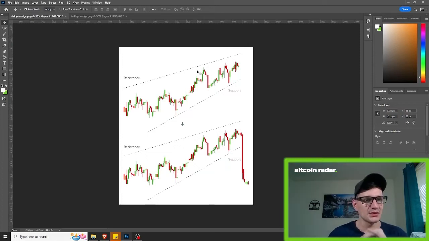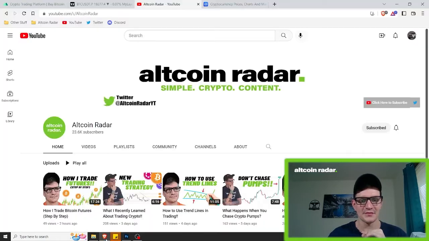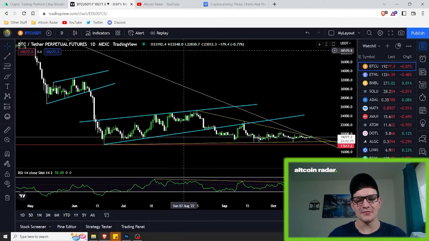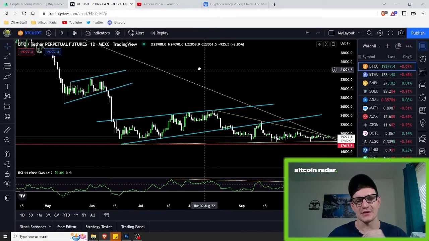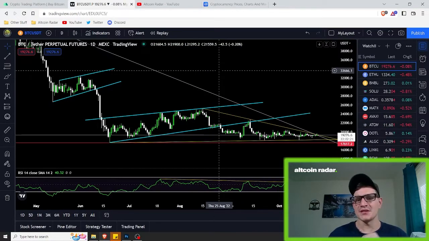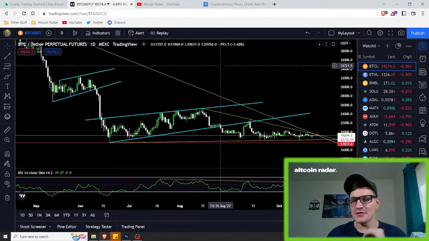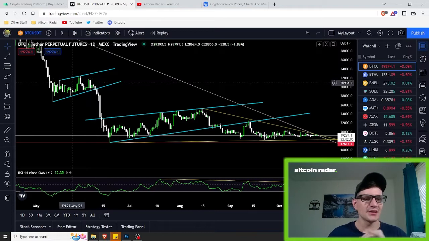So let's take a look at one in real life. I already looked at the Bitcoin chart and figured some out. Here we are on the Bitcoin daily chart. You can find rising wedges or even falling wedges on pretty much any time frame. They're literally everywhere. But on the macro view here on the daily chart, you can clearly see two of them.